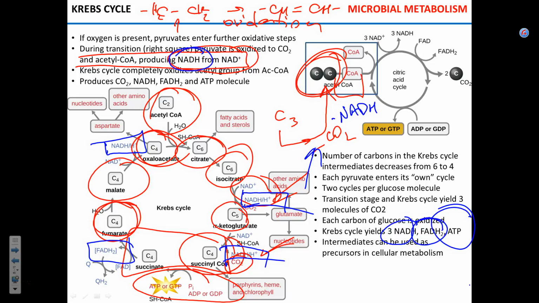How many Krebs cycles are happening for 1 molecule of glucose, if I can say so?